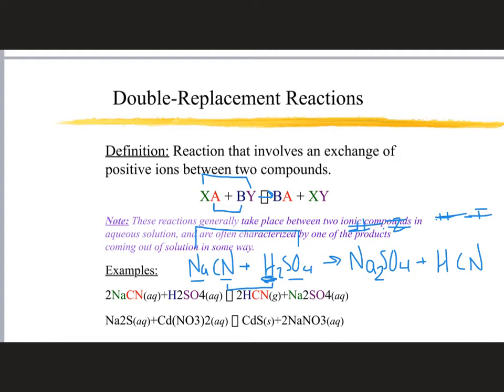So I'll start with the sodiums since I saw that first. 2 on the left means I'm going to need a 2 in front of the NaCN. And then with the hydrogens, 2 of the H2SO4 means I need 2 H's on the right. Now that also creates 2 cyanides, but that's exactly what I did when I added the other 2. So that'll be the final answer. 2 NaCN plus H2SO4 yields Na2SO4 plus 2 HCN.